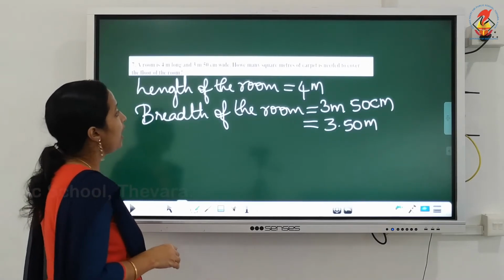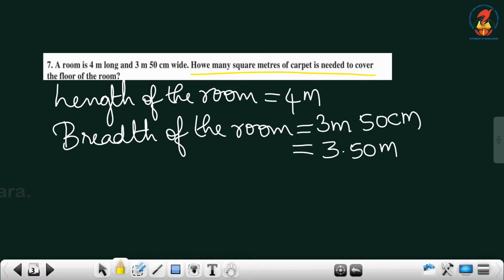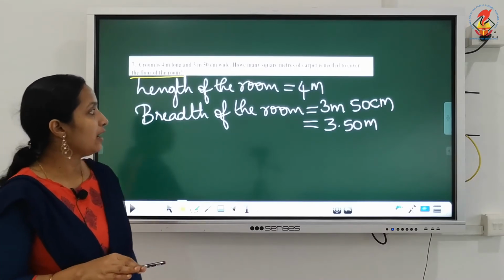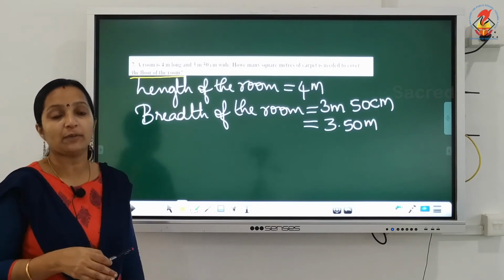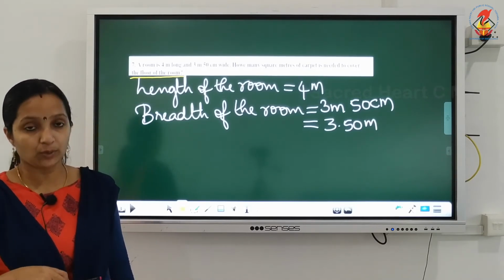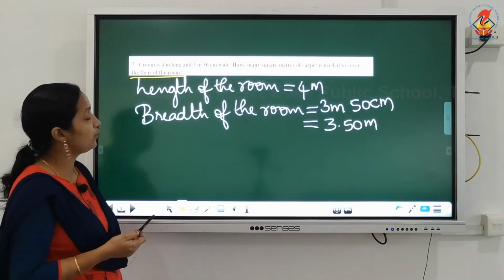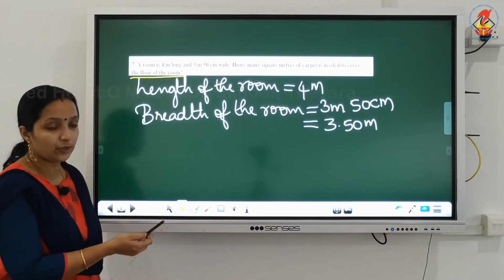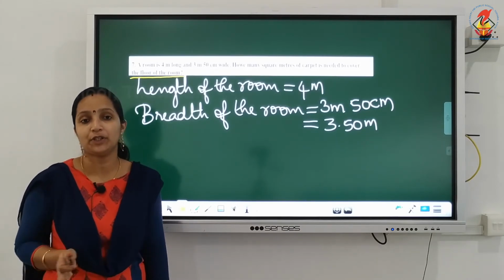Now what is the question? How many square meters of carpet is needed to cover the floor of that room? So what do we have to find out here? We have to put a carpet on that floor. So how will we find how many square meters of carpet is needed to cover that particular floor? Can we say that carpet needed to cover the floor of the room is equal to the area of the floor? Yes. If you know the area of the floor, we can say that much carpet is required to cover that particular floor.